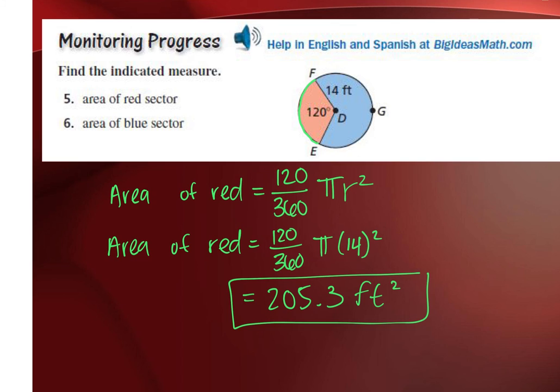Why is it feet squared? What's that? Yeah, very good. It's an area. We're finding the area of the red sector.